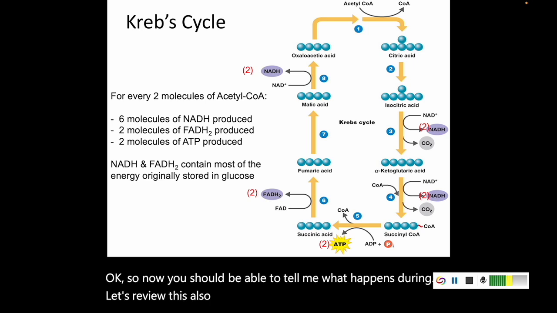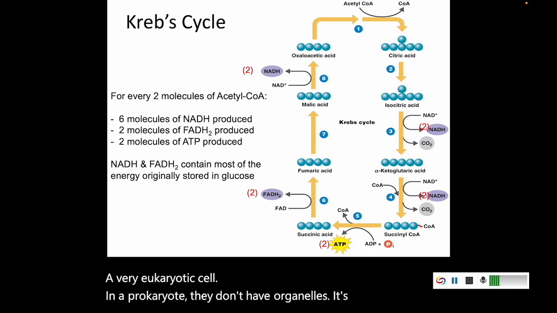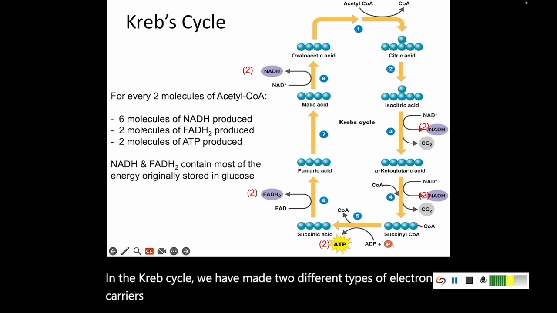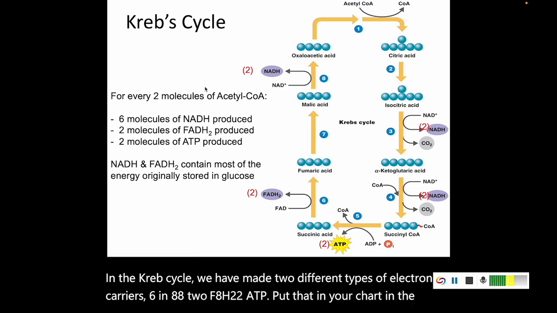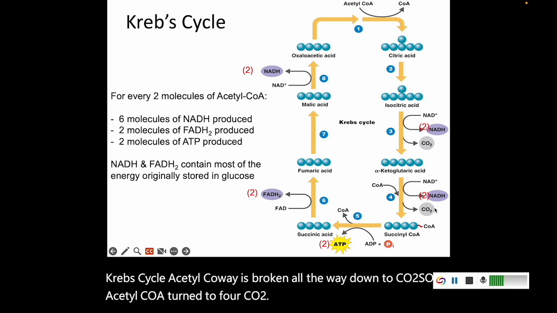Okay, so now you should be able to tell me what happens during, let's review this also, Krebs cycle, back to your chart. Krebs cycle is occurring within the mitochondria of a eukaryotic cell. In a prokaryote, they don't have organelles. It's happening in the cytoplasm. In the Krebs cycle, we have made 2 different types of electron carriers, 6 NADH, 2 FADH2, 2 ATP. Put that in your chart. In the Krebs cycle, acetyl-CoA is broken all the way down to CO2. So 2 acetyl-CoA turn into 4 CO2. That's what you need to know there.